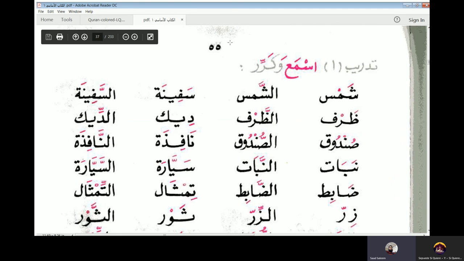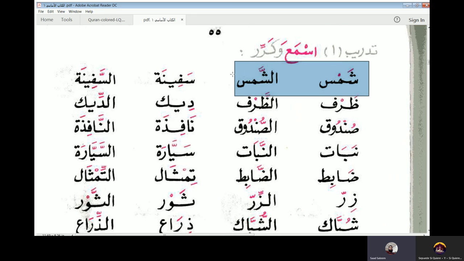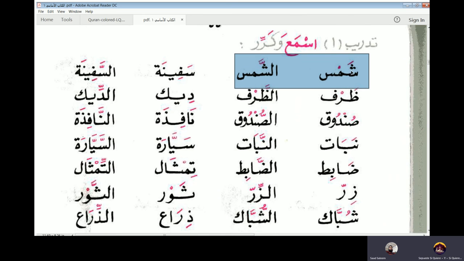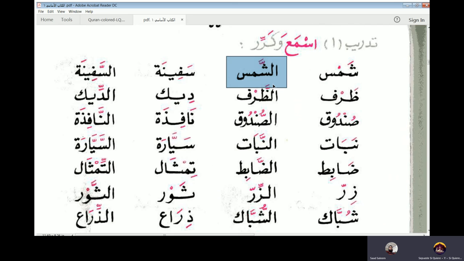Then we have the first exercise, isma wa karir. First exercise, listen and repeat. So just you read these words and tell me their meaning. Shamsun is sun. Ashamsu is the sun. Good.